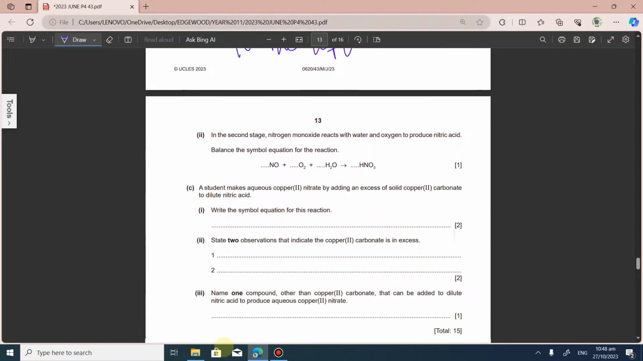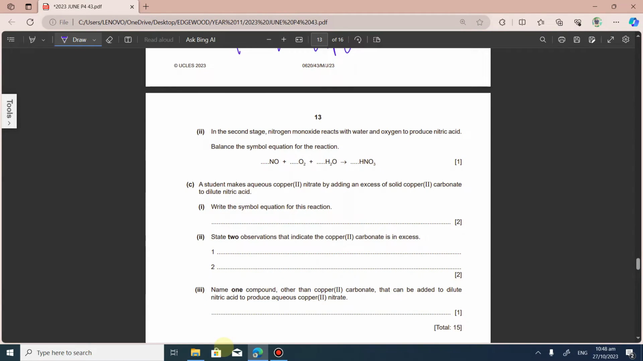So in the second stage, you see nitrogen monoxide reacts with water and oxygen to produce nitric acid. And we are expected to balance the symbol equation for this reaction. Now, of course, you know what balancing actually does. You have to write out all the elements that are involved and the number of atoms on the left and number of atoms on the right. So in this case, I'll just go straight to the balancing, okay? Because this is an extended paper. So I expect most people who want to take the extended paper to be able to balance chemical equations. So in this case, look at nitrogen, oxygen, and water, and then the acid.